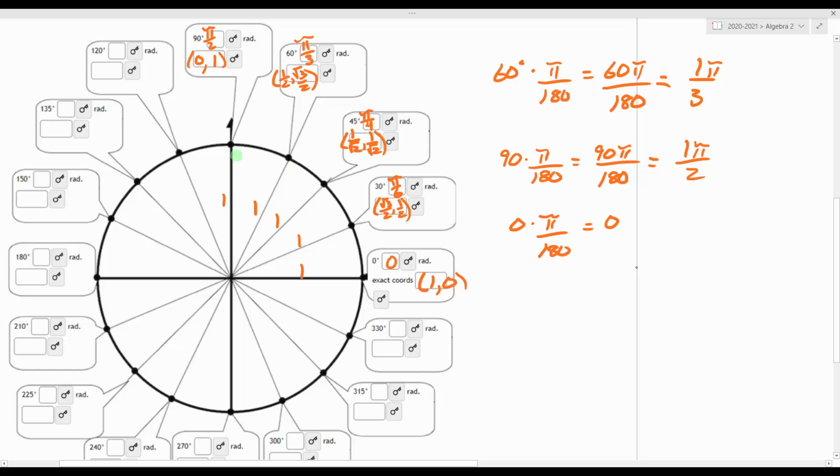All right, so we've got the entire first quadrant filled in here. Now I'm going to show you some tricks. I'm not going to do this whole unit circle for you, but I'm going to show you some tricks that are going to really help you get the rest of this unit circle filled in.